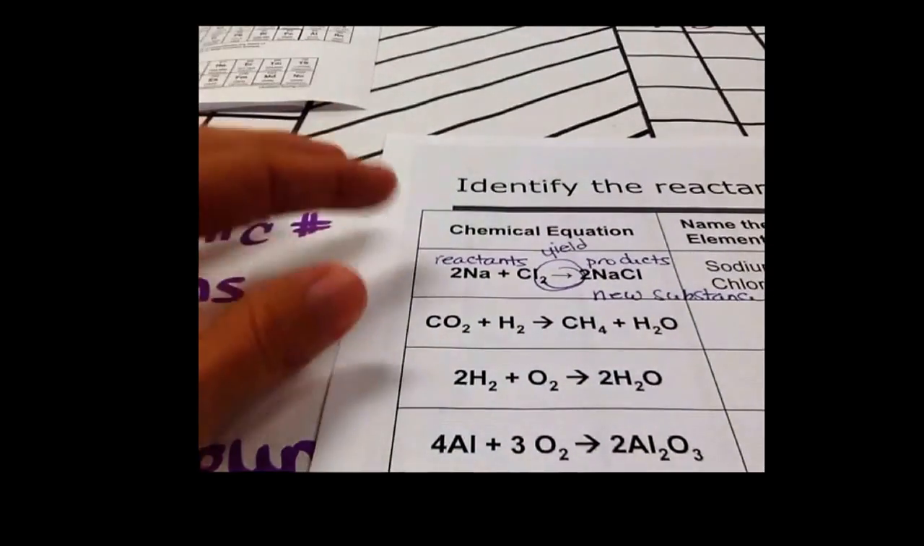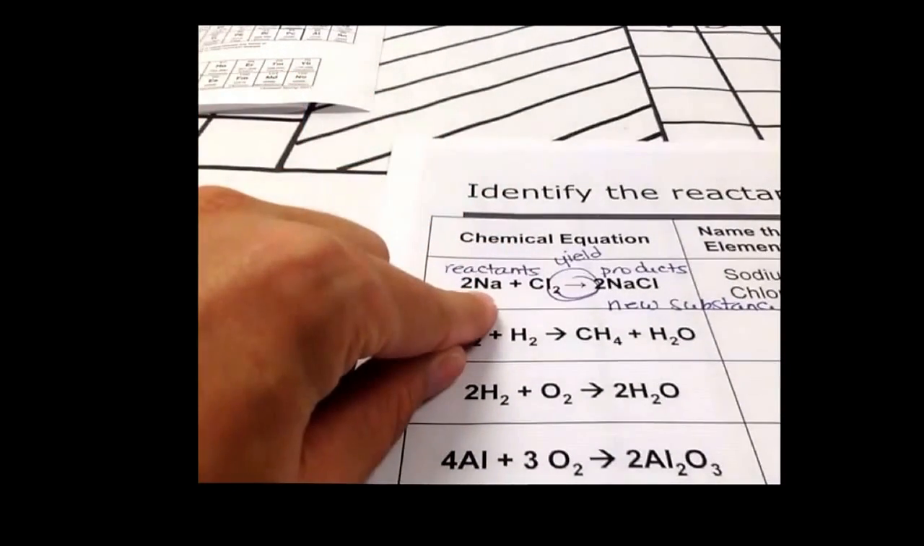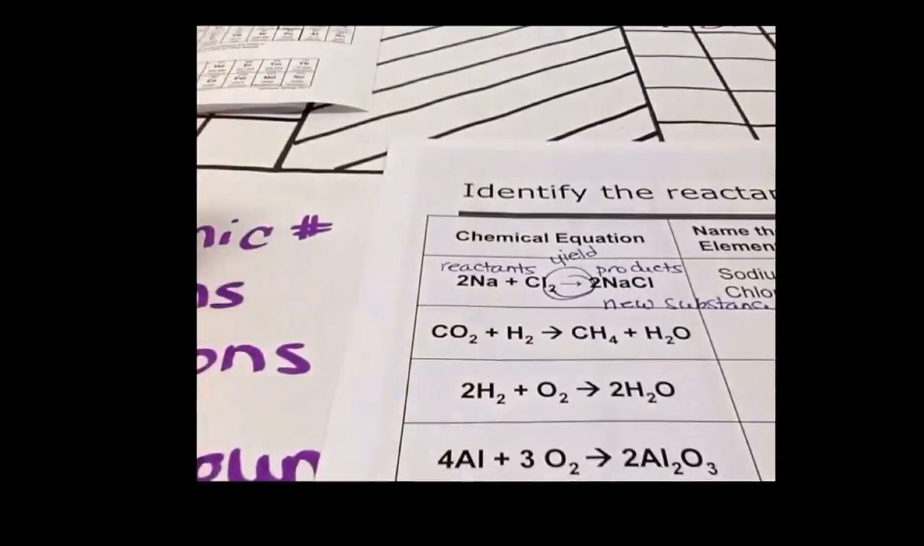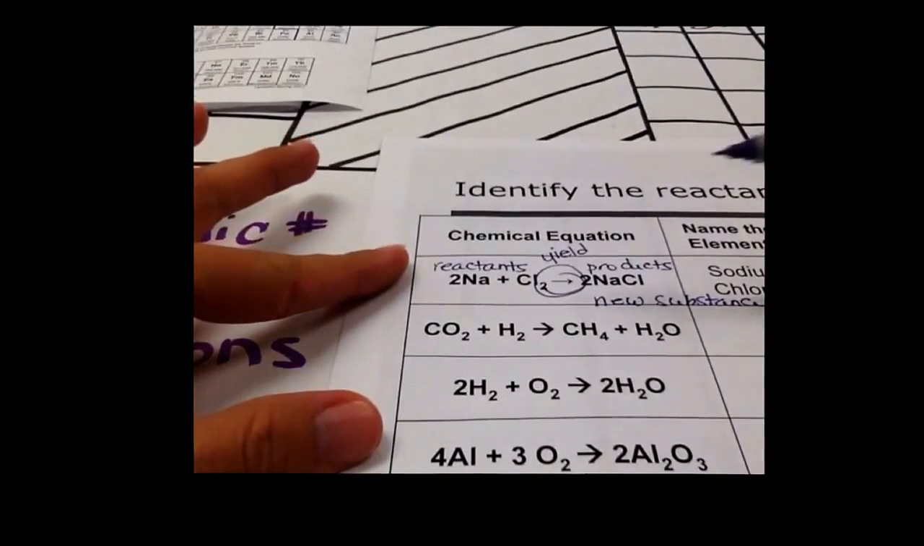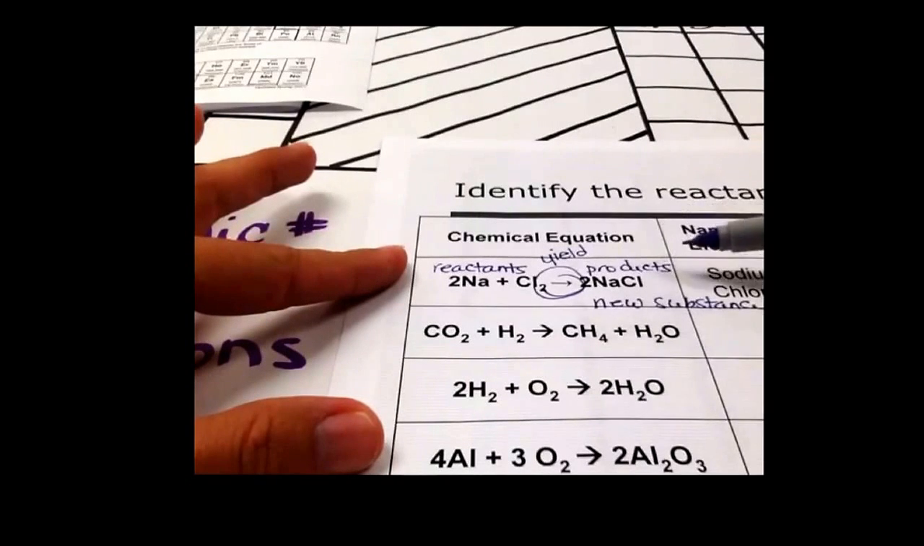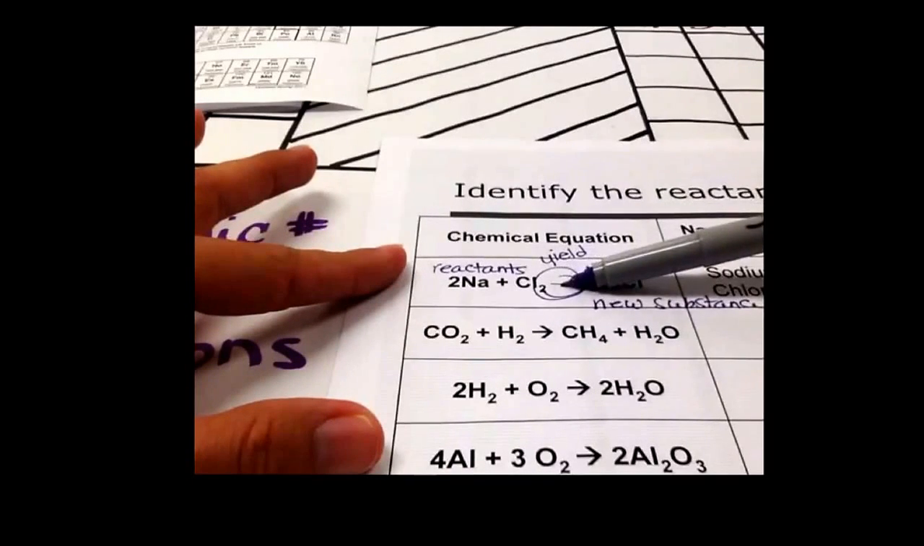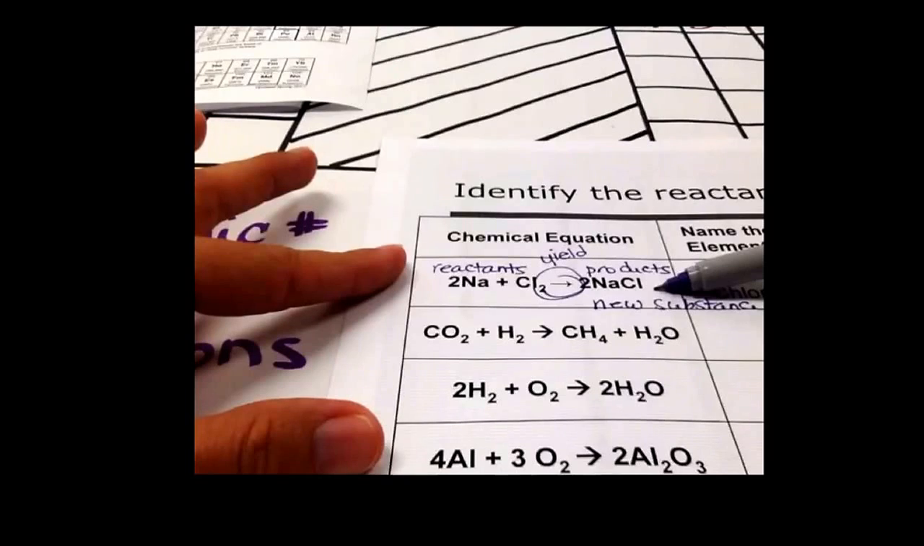Okay, if you notice the first equation, everything on the left of the arrow is called your reactants because this is what's reacting. Everything on the right side of the arrow, these are called your products because this is what is produced. You are producing a new substance, so that is your product. The arrow is your yield sign. So when your reactants react, they yield a new product.